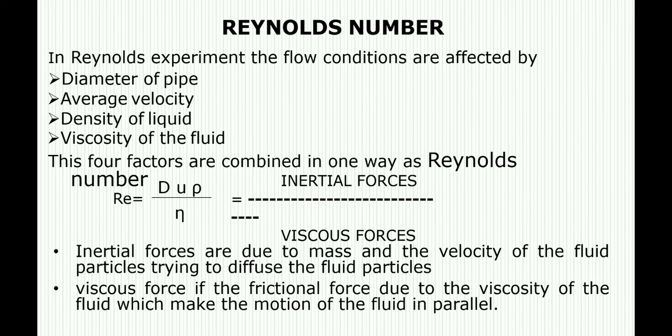Now, the Reynolds number. In the Reynolds experiment, the flow conditions are affected by the diameter of the pipe, average velocity, density of the liquid, and viscosity of the fluid. These four factors are combined in one quantity, the Reynolds number. The equation of the Reynolds number is D u rho upon nu. So D u rho upon nu equals the ratio of the inertial force to the viscous force.